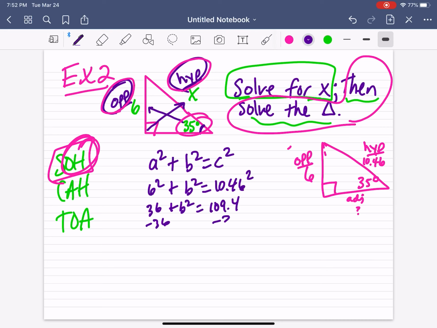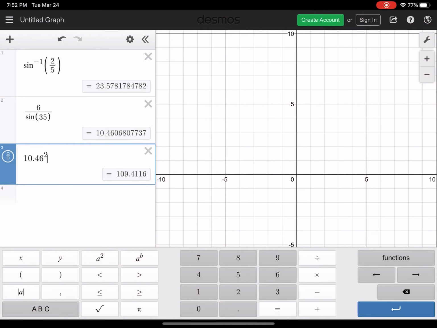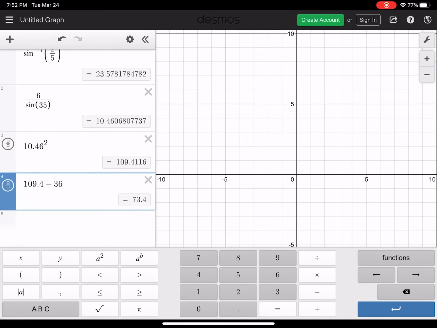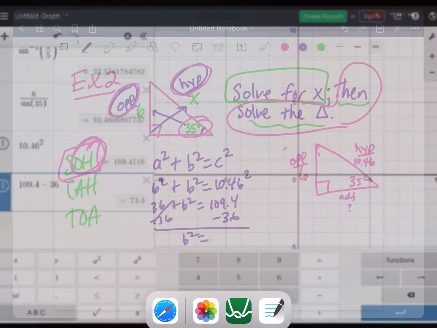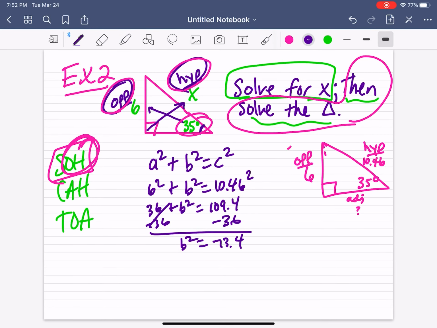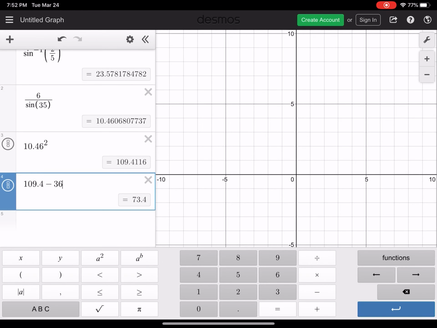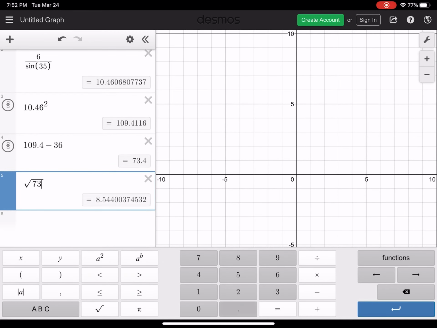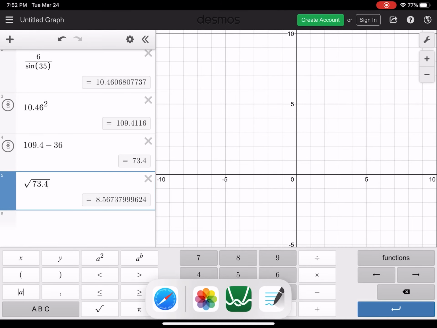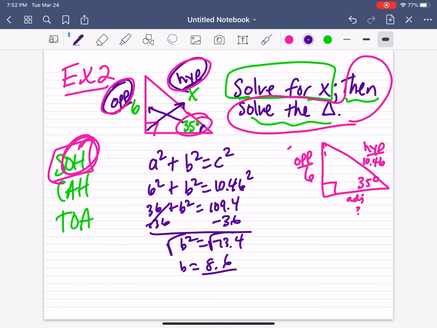Subtract 36 on both sides. So 109.4 minus 36 is 73.4. And the last step, to get the b by itself, you take the square root of both sides. So b equals the square root of 73.4. And the side measurement is 8.6 if we round. So our adjacent side is 8.6.